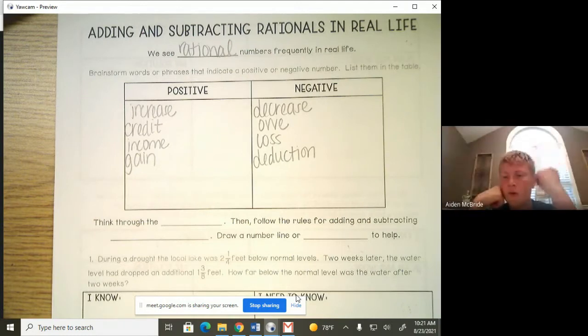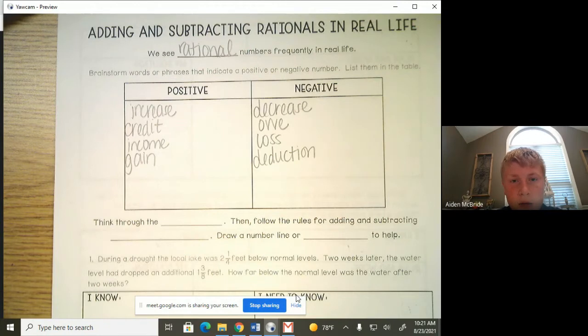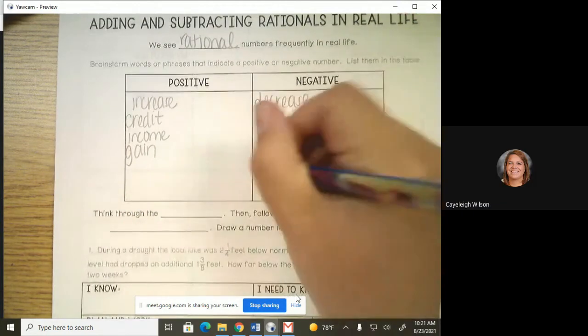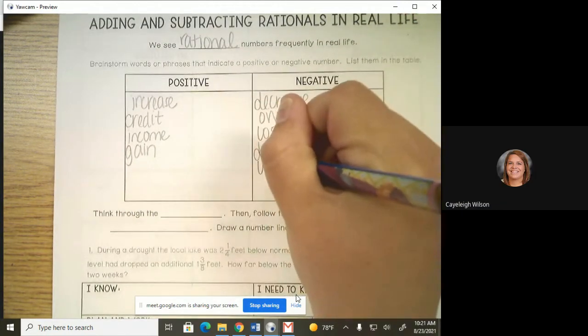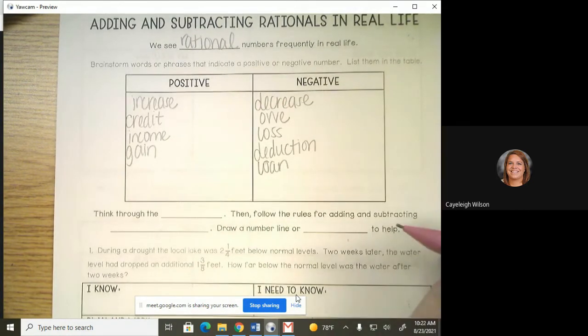Can we do loan, like you loan money to someone? Yes. So a loan is actually a negative number because you owe that money. That's something that you owe.